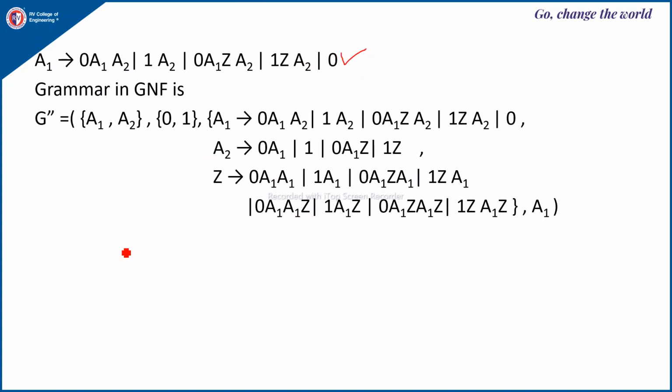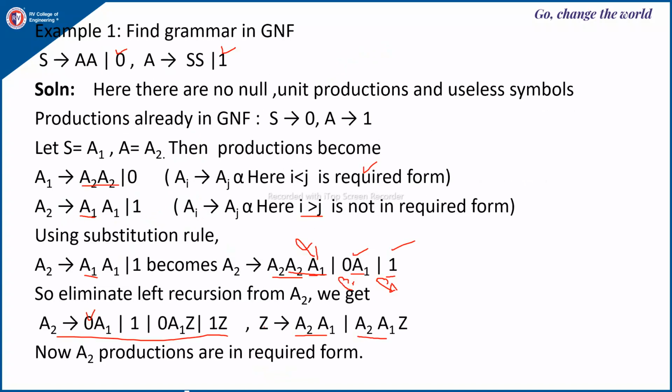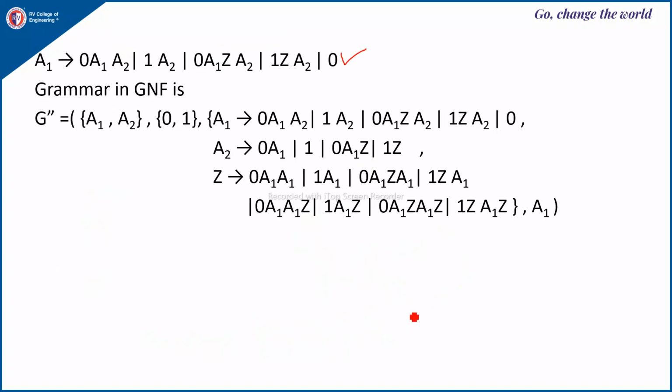Now substituting the A2 production in Z, I'll be getting the Z production also in the required form. So for the Z production, only for the first A2, I'll be replacing it by 0 A1 A1, then 1 A1, 0 A1 Z A1, 1 Z A1. And again for each of these productions, I'll be having Z. So you'll be getting a total of 8 productions for Z, which is written here.